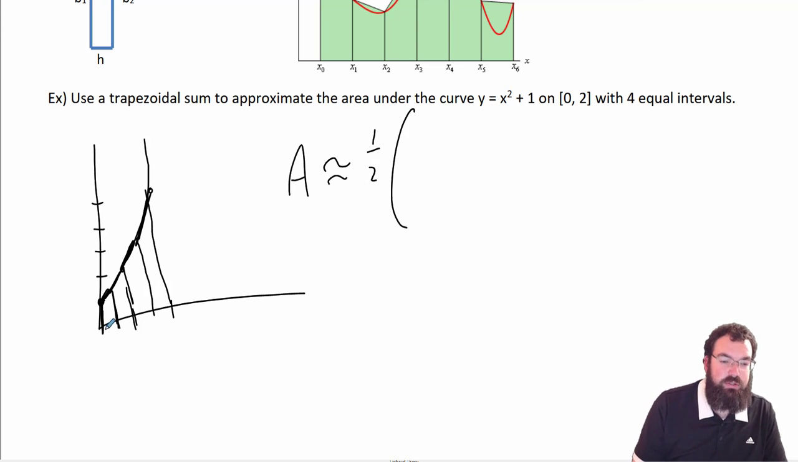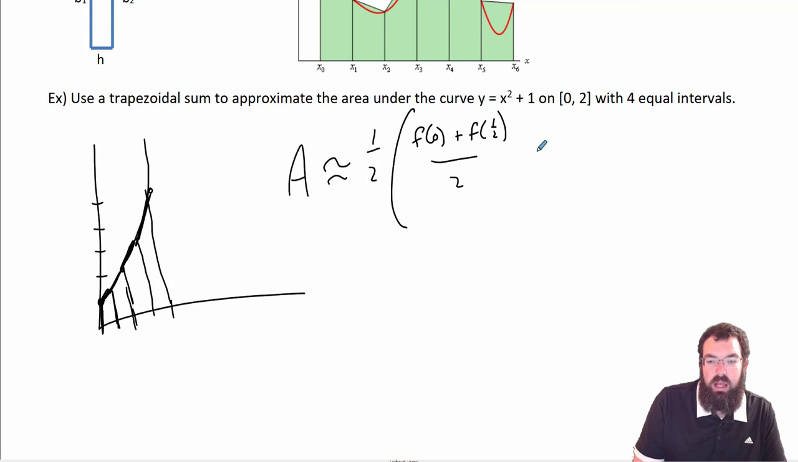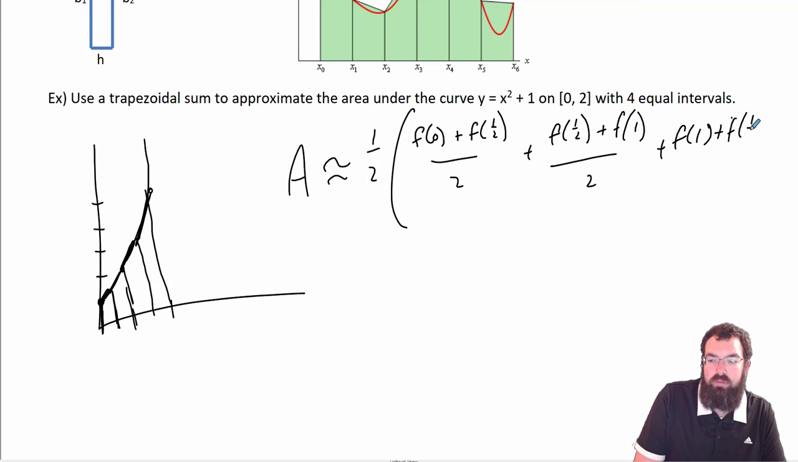And so base 1 plus base 2. So base 1 we know is going to be f of 0 plus f of a half, and I'm going to divide that by 2. Then I'm going to add that to f of a half plus f of 1, divide that by 2. Plus f of 1 plus f of 1.5.